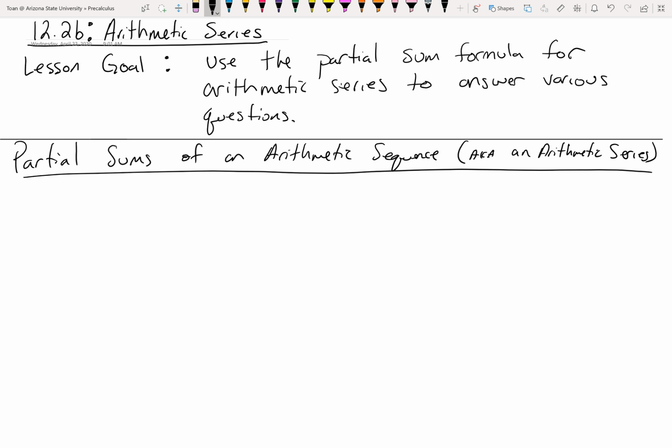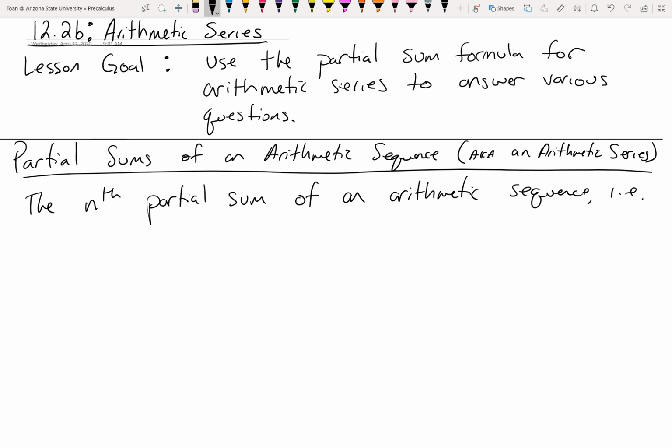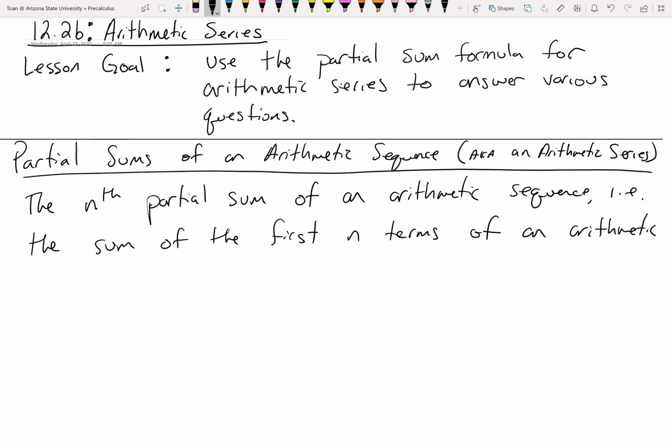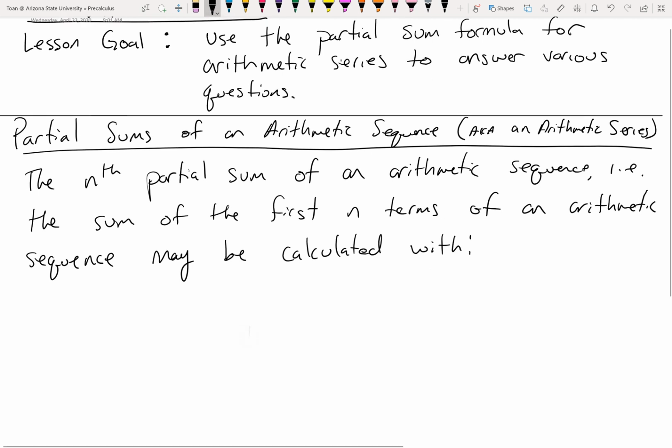So, let's write down the statement. The nth partial sum of an arithmetic sequence, that is to say, the sum of the first n terms of an arithmetic sequence, may be calculated with, and there's actually two variations to this formula.